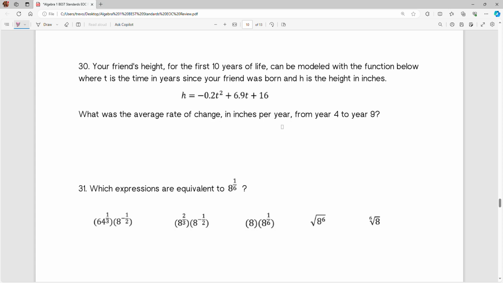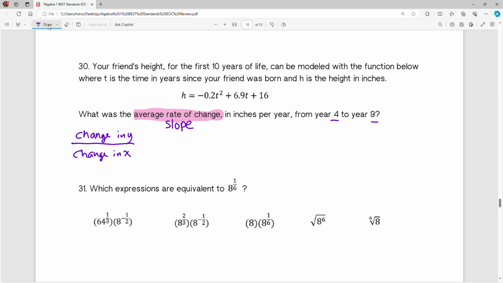So, in order to solve this, our average rate of change is asking about rate of change. Who remembers rate of change? It's like another way to say the slope. So if we can find our change in y over change in x, for our slope when he's 4 years old to 9 years old, then we can say, okay, how much was the average over those 4, 5, 6, 7, 8, 9, over those 5 years?